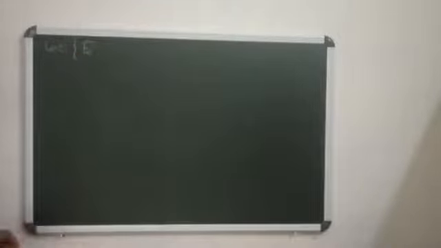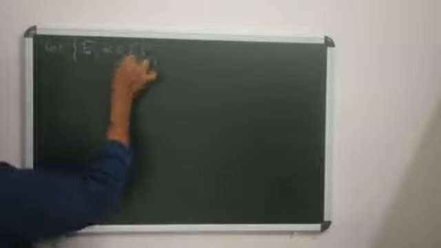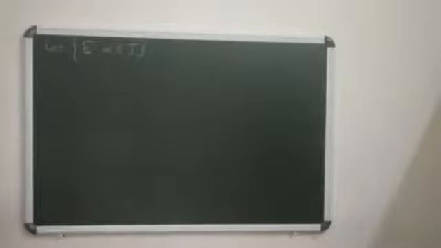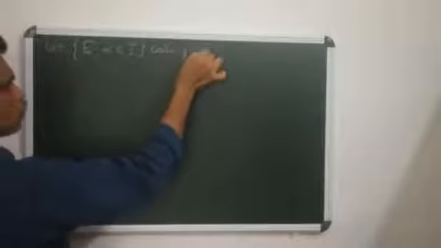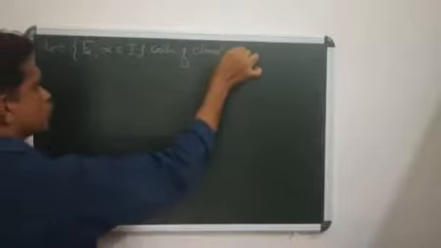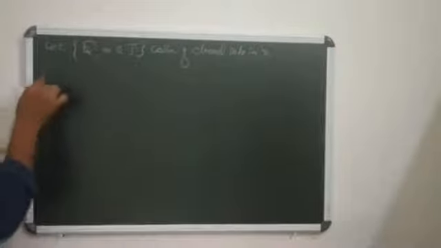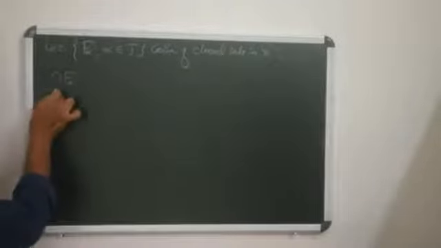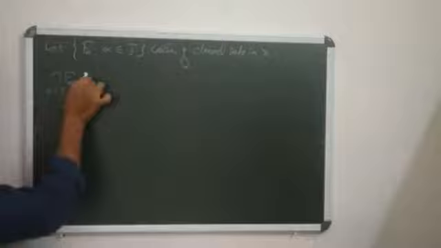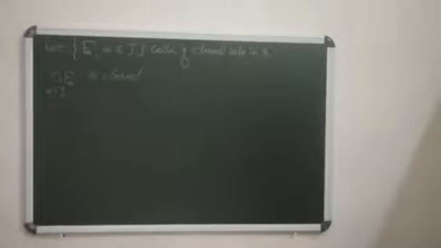F alpha, where alpha belongs to some index set J, be a collection of closed sets in X. Now to prove that the intersection of F alpha, where alpha belongs to J, is closed. This is our requirement: any intersection of closed sets is closed. How to prove this?